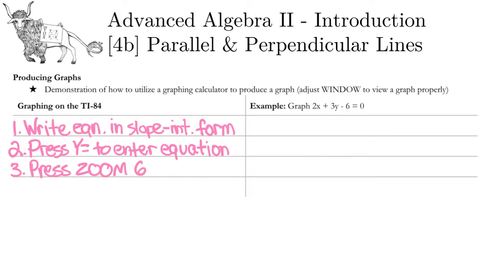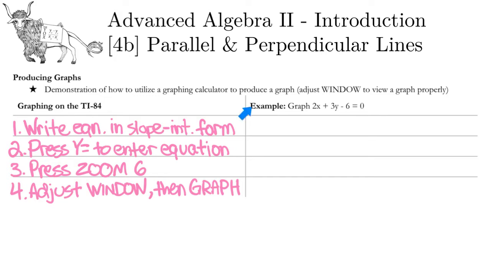That viewing window is -10 to 10 for the x values and -10 to 10 for the y values. Step 4, press the window button to adjust the window and then press graph after that. If you set a custom window, then press zoom 6, it'll reset to the standard viewing window, so make sure you press graph after you set the window. Let's apply the steps to the example.